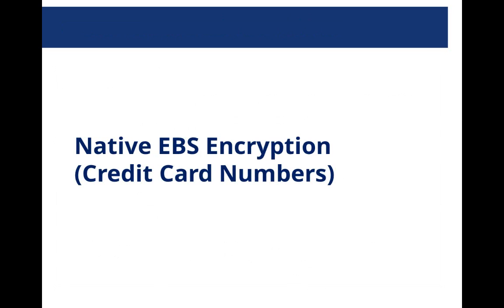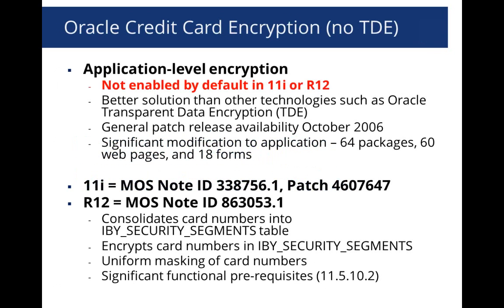So we'll talk about the Oracle native E-Business Suite credit card encryption first. This is standard functionality by Oracle. It's at the application level. Basically what Oracle did was every time there's a credit card number in the database, they read and write it encrypted. So they actually had to change all the code. And in 11i, we did an analysis of the patch, and there were 64 different packages, a number of web pages, and 18 different forms that Oracle had to modify to actually make credit card encryption work. So that's the key here, is Oracle had to modify the application pretty significantly to make this work.